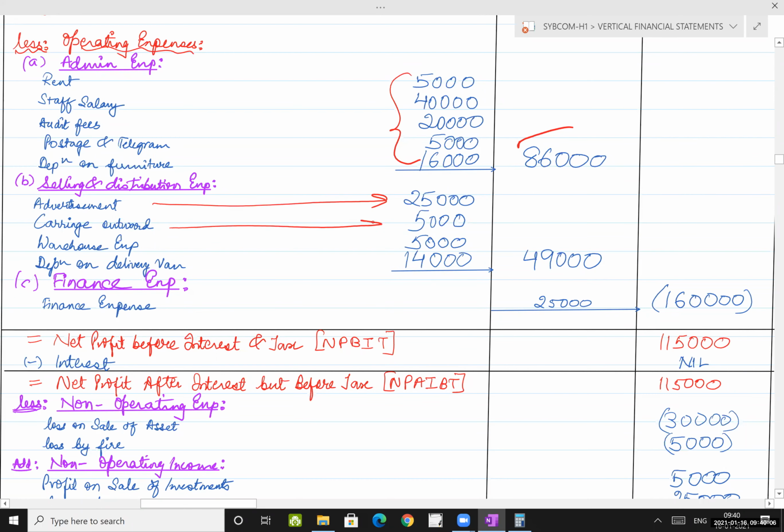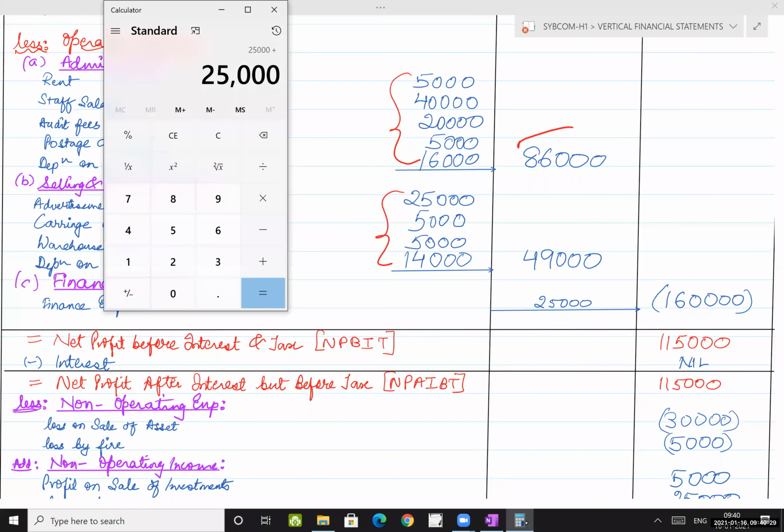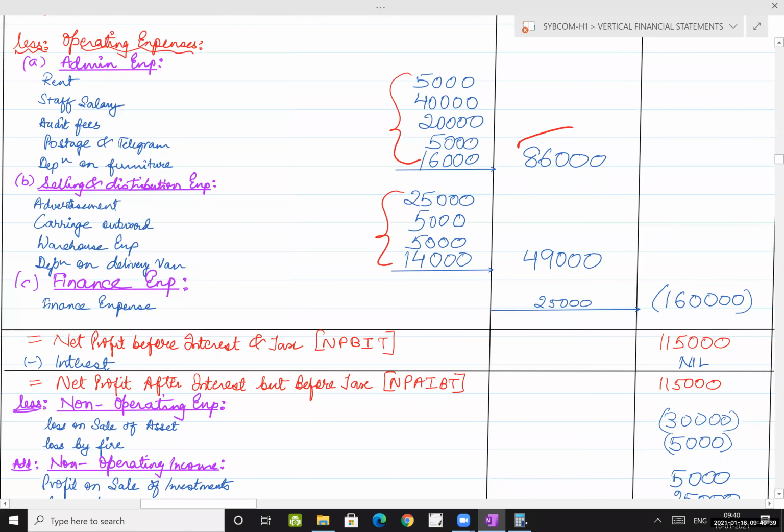Then selling and distribution: advertisement, carriage outward, warehouse expense, depreciation on delivery van. Okay, I repeat, under selling and distribution you have advertisement, carriage outward, warehouse expense, and depreciation on delivery van. Okay, total this, 25,000. All this comes with only practice. Just by looking, whatever I'm doing is not sufficient. You have to practice.